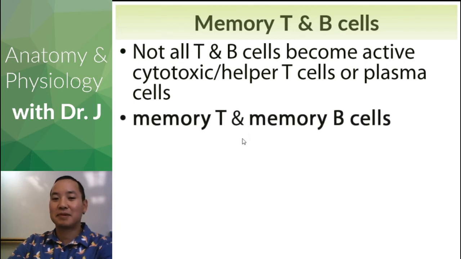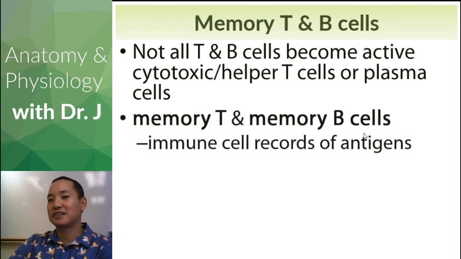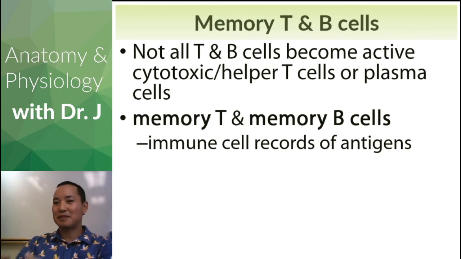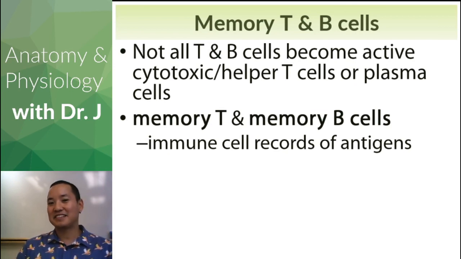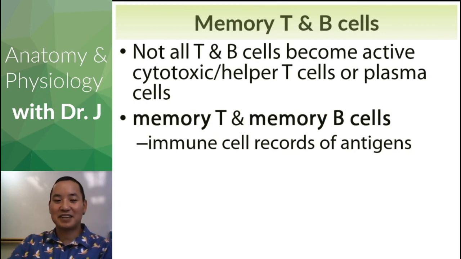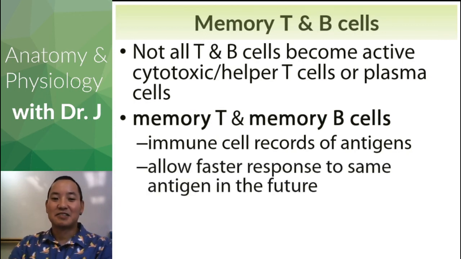So memory T and memory B cells, these are immune cell records of antigens, and this is why the Cells at Work anime, it really does say memory T and B cells. It kind of puts them in the background. I think that puts them in the background too little, and it's like, hey, these memory T and B cells should actually duplicate and form this clonal expansion. But enough about that.